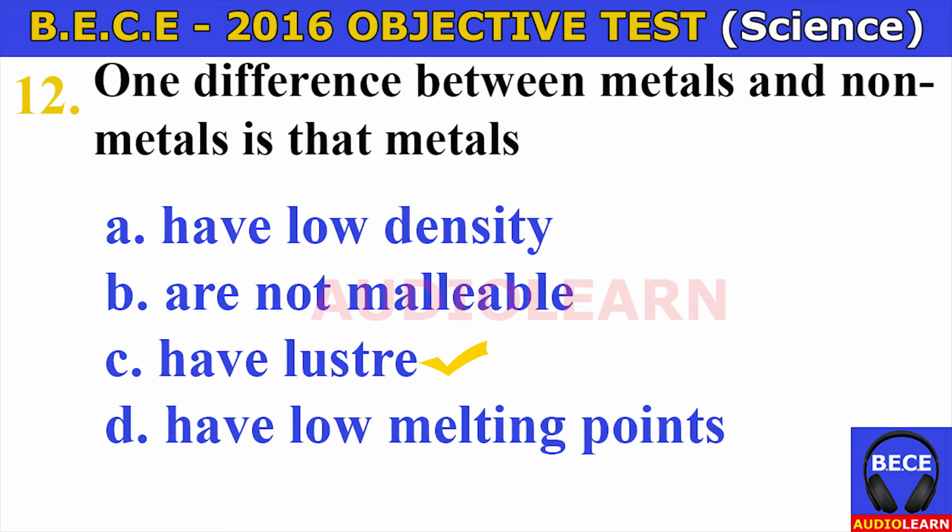Number 12. One of the differences between metals and non-metals is that metals A. have low density, B. are not malleable, C. have luster, D. have low melting point. And the answer is C. Have luster. The difference between metals and non-metals is that metals have luster.